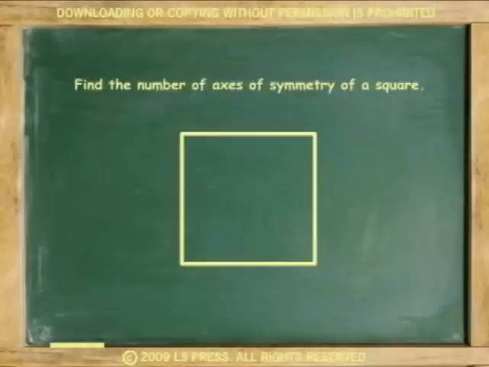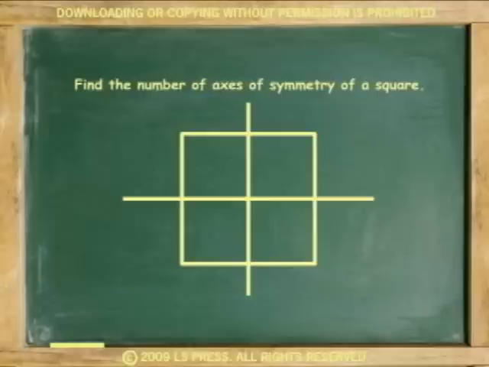Another example, find the number of axes of symmetry of a square. The number of lines is 4, which is the number of axes: horizontal, vertical, and both diagonals.